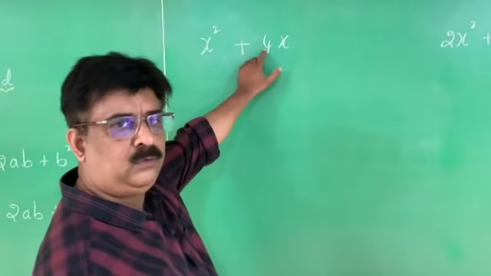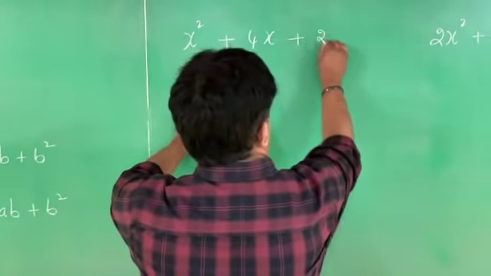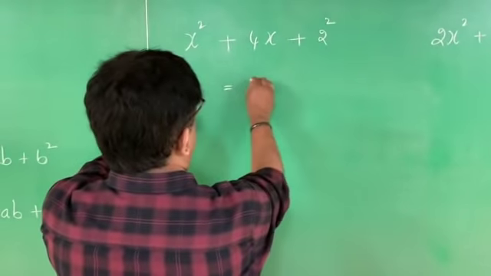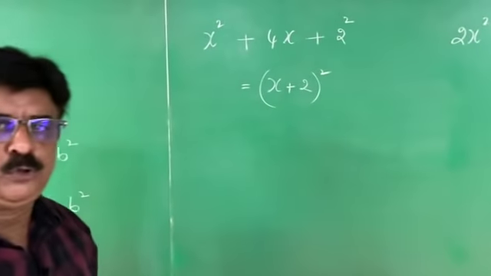4 divided by 2 is 2. You have to add 2 square to write this in the form of x plus 2 whole square.